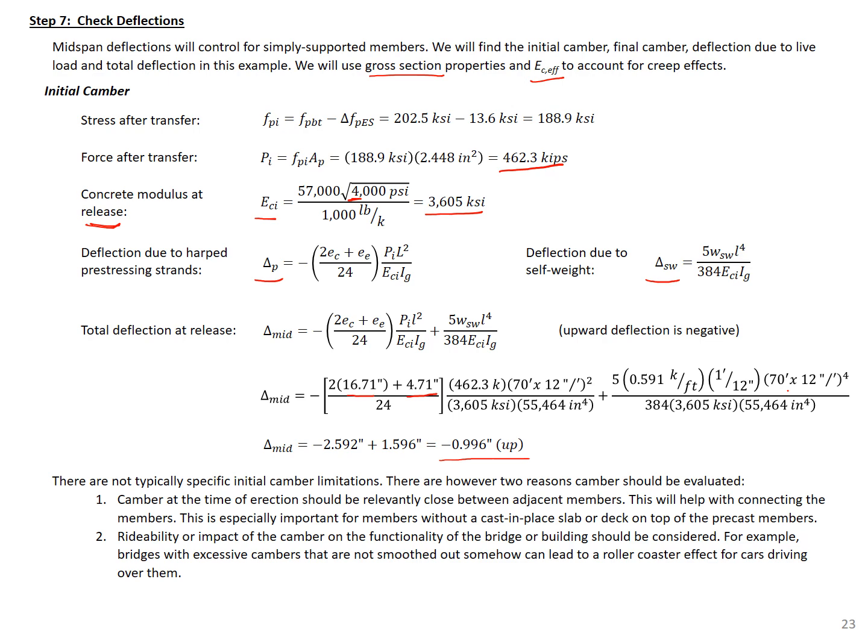You can take care of differential camber, but it's easier to take care of differential camber if you have a slab or deck cast on top. So you can handle a little bit of differential camber if you have a cast-in-place slab or deck. The other reason that camber is important for us is it'll impact the functionality of the bridge or building. One example here is bridges with excessive camber that aren't smoothed out somehow can lead to kind of a roller coaster when you're driving over them. So those are two reasons why camber is important to us.